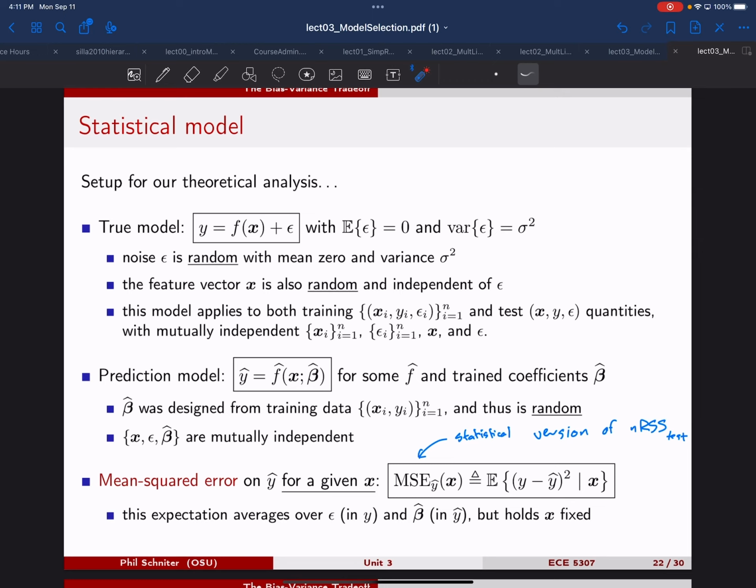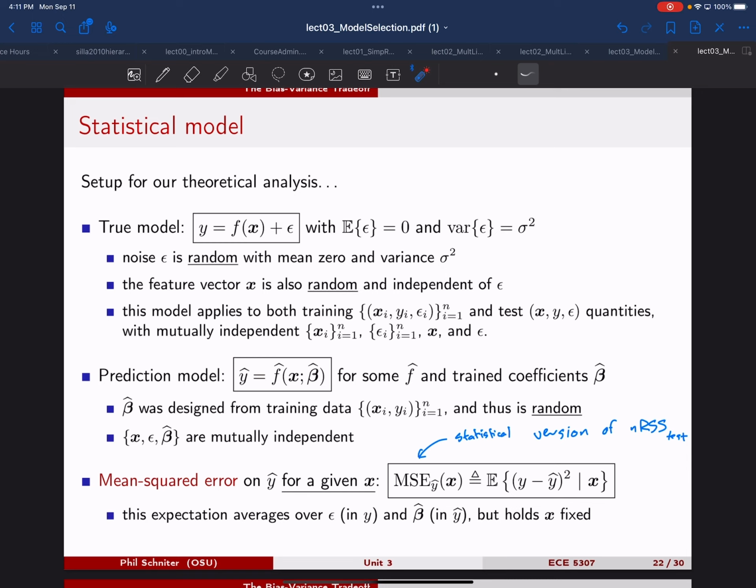And then we have a prediction model. The prediction model has a possibly different function, f hat, which operates on the features but also involves some parameters beta. We're going to assume that the betas are trained from the training set, so this is from our training data. In a lot of cases, we're going to train them using least squares. But this is our prediction model, and the predicted targets are y hat.